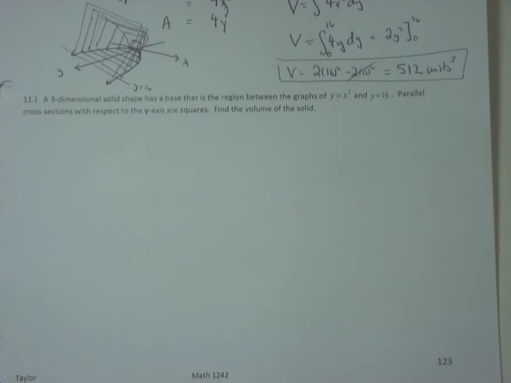A three-dimensional solid, and I want to show a difference. So here's my comparison between these two. A three-dimensional solid has a base that is the region between the graphs of y equals x squared and y equals 16. Parallel cross sections with respect to the y-axis are squares. Find the volume of the solid.